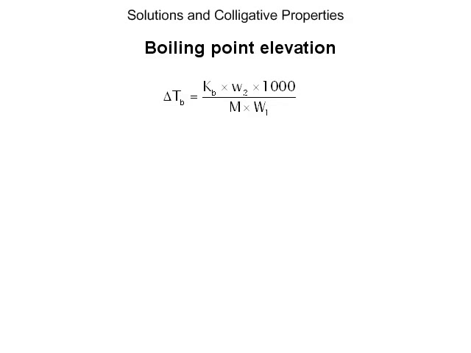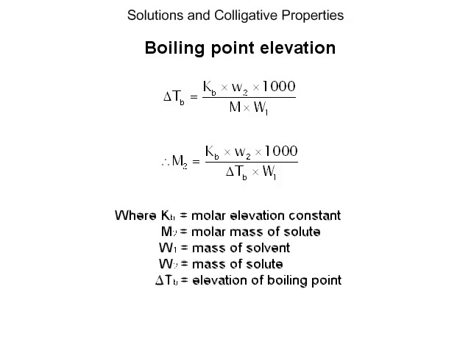Delta Tb is equal to Kb into W2 into 1000 upon M into W1. Therefore, M2 is equal to Kb into W2 into 1000 upon delta Tb into W1, where Kb is equal to molar elevation constant, M2 is equal to molar mass of the solute, W1 is equal to mass of the solvent, W2 is equal to mass of solute, and delta Tb is equal to elevation of boiling point.